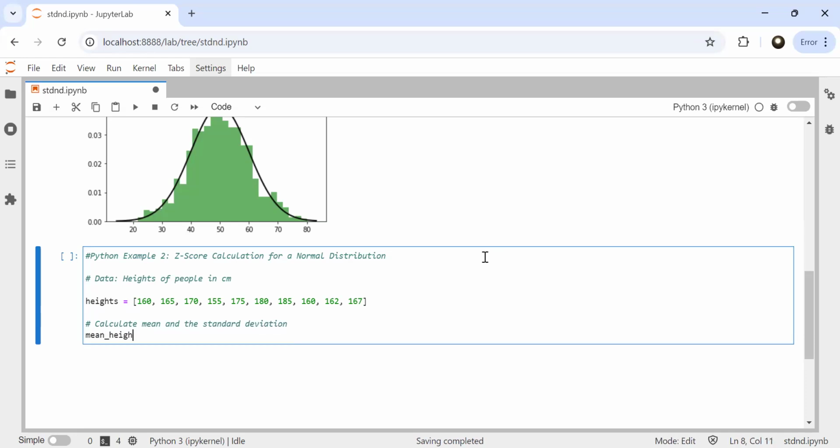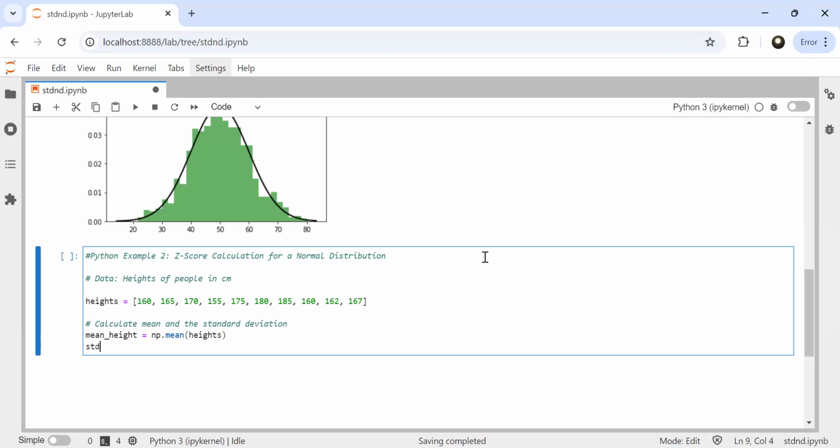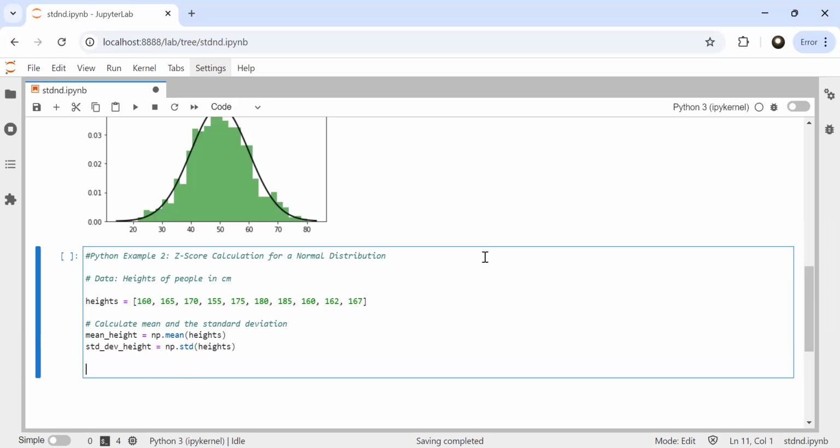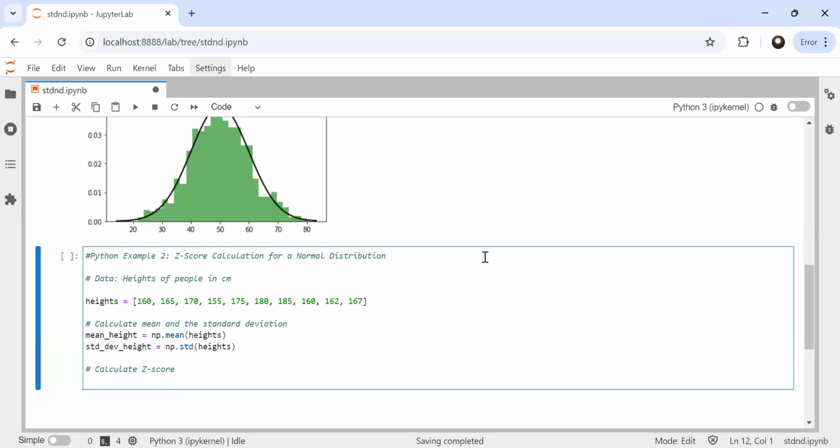So mean height equals np.mean of heights, and the standard deviation height equals np.std, and here also you need to pass the heights. Now what we have to calculate is the z-scores. As I said, how many standard deviations each height is from the mean. That's what it calculates.